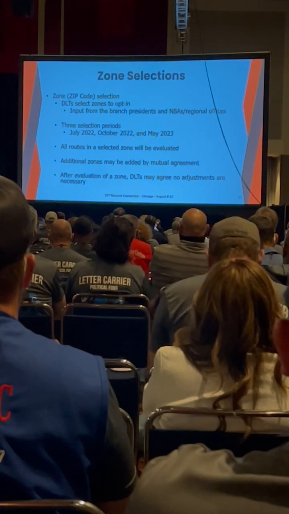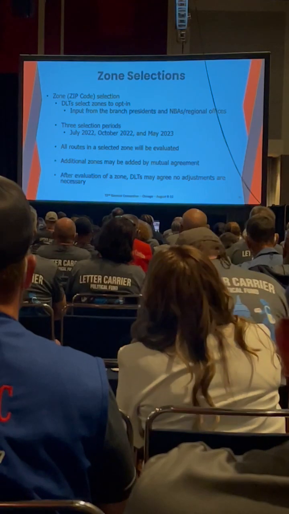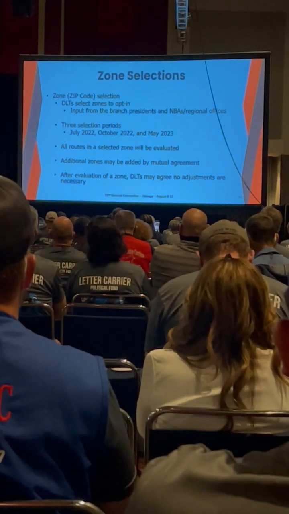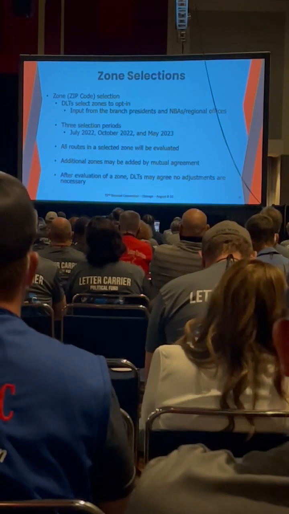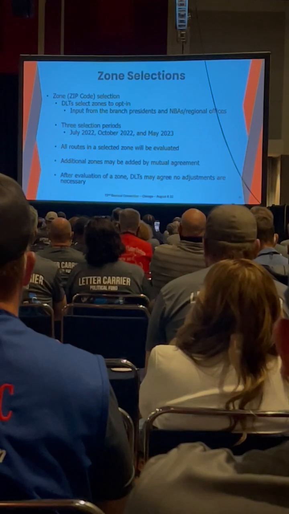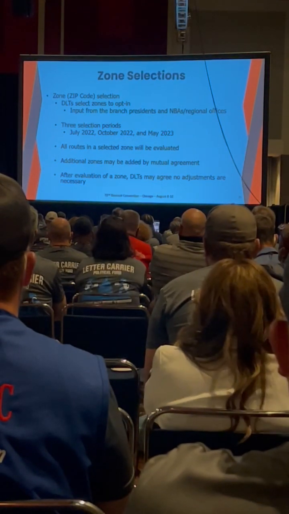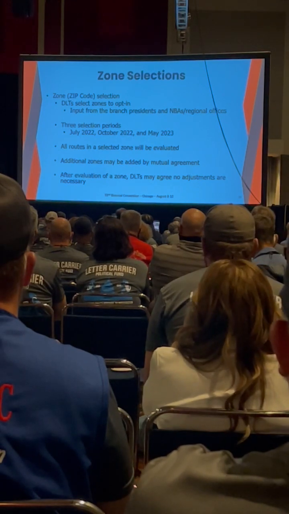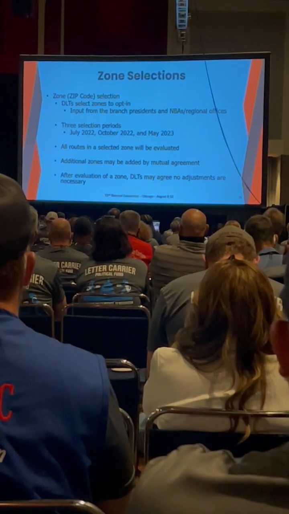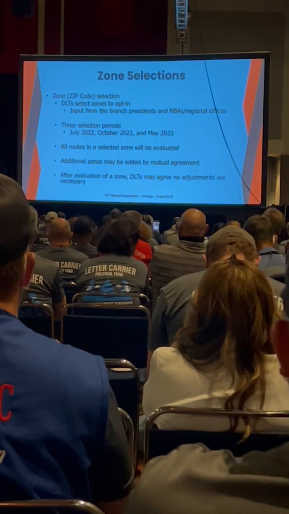So outside of the selection period, the DLTs have the option of mutually agreeing to opt in a zone if they choose to, but they can only do it by mutual agreement of the parties. Once a zone has been evaluated, the DLTs might agree that no adjustments are necessary. Maybe they look at all the data and determine that these routes are in pretty good shape. Everything's about as close to 8 hours as it should be, so we're just not going to do anything. We're just going to determine that it's adjusted properly.